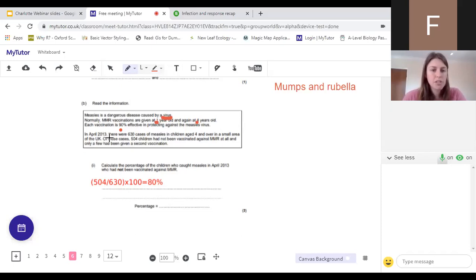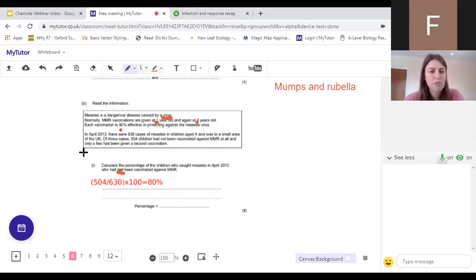In April 2013, there were 630 cases of measles in children aged 4 and over in a small area of the UK. Of these cases, 504 children had not been vaccinated against MMR at all, and only a few had been given a second vaccination. Calculate the percentage of the children who caught measles in April 2013 who had not been vaccinated against MMR.